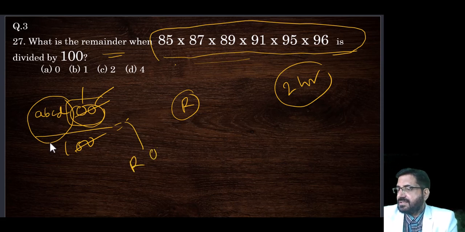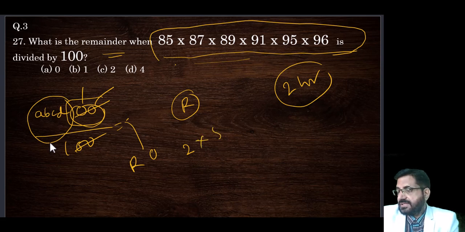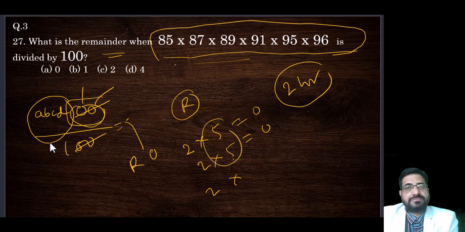So here, what about this? How can I get two zeros? How do you get zeros? If you multiply 2 with 5, then you will get 10. If you multiply again by 2, you will get 0. So if you multiply by some number other than 5, you are not going to get 0.